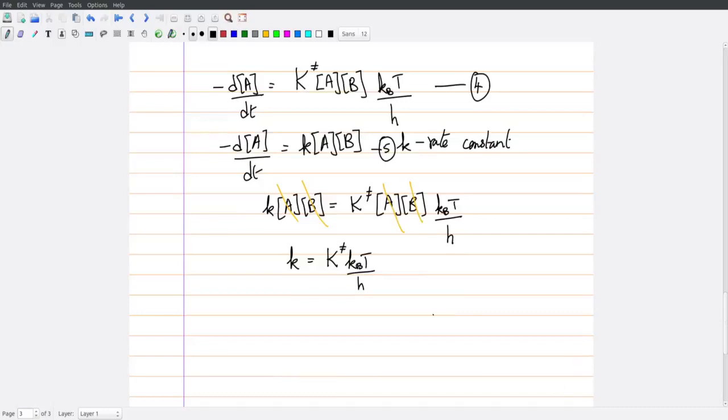Now, we all know how this equilibrium constant is related to the free energy of a reaction. So you have this delta G dagger, we will call it delta G dagger just so that we know that we are dealing with this equilibrium constant. This relationship we all know.